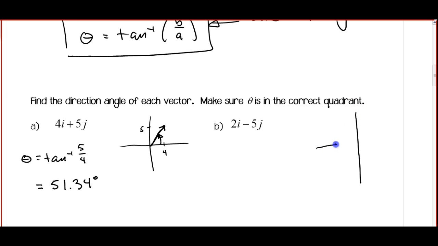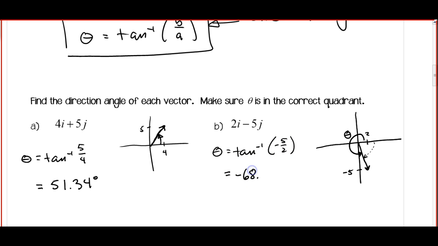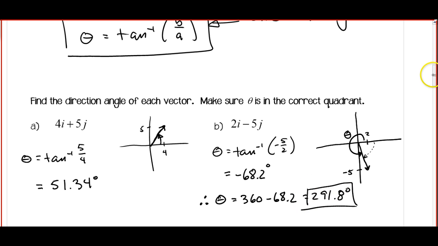Alright, let's move on to B. We've got 2, negative 5, so here's 2, here's negative 5. Alright, so my direction angle is going to be over here, and the calculator is going to give us this part. So like I mentioned before, we'll have to subtract the absolute value from 360. So theta is going to be the tan inverse of negative 5 over 2, and that should give us negative 68.2 degrees. Therefore, our direction angle is going to be 360 minus 68.2, or 291.8 degrees. Okay, in addition to writing down those questions, let me know if you think there are any errors in the video.